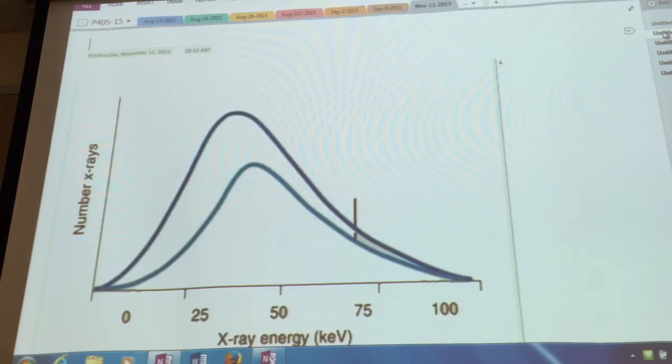All right, explain everything you see. Describe everything you see. Both have the same KVP, the same max energy photon. The low-hanging fruit, yes. Same target. Same characteristics. Same target.